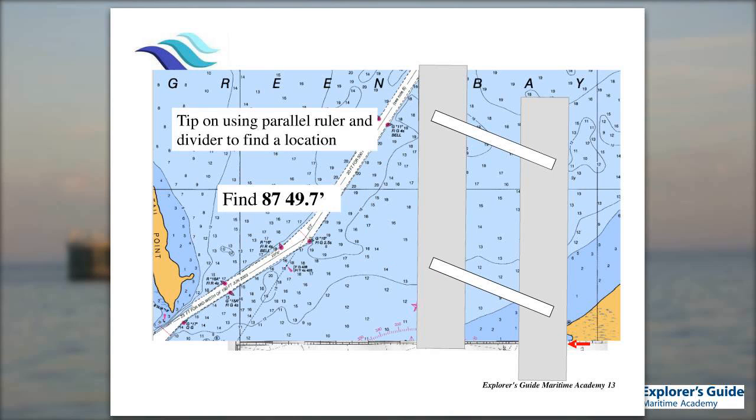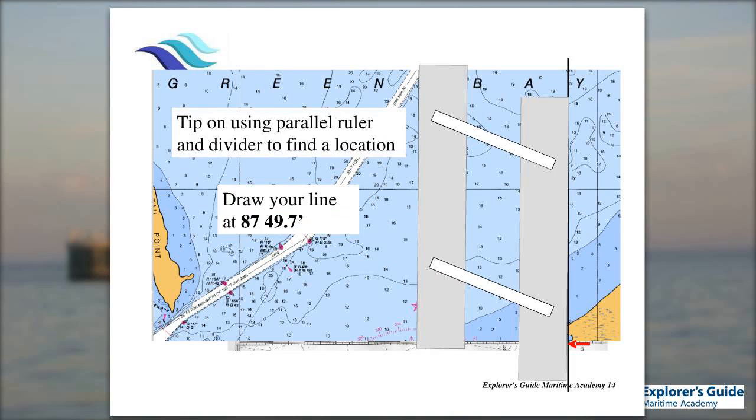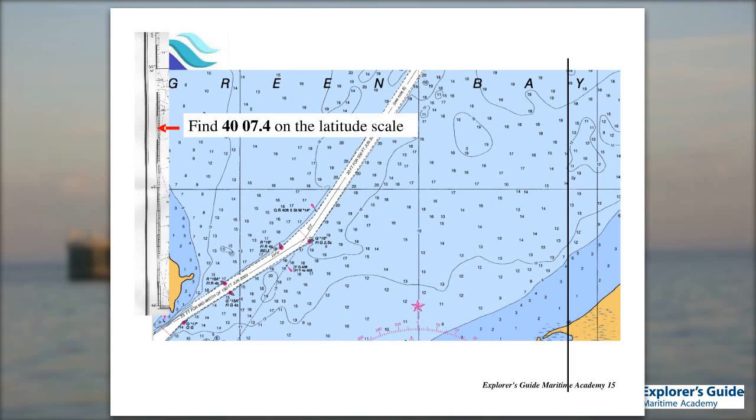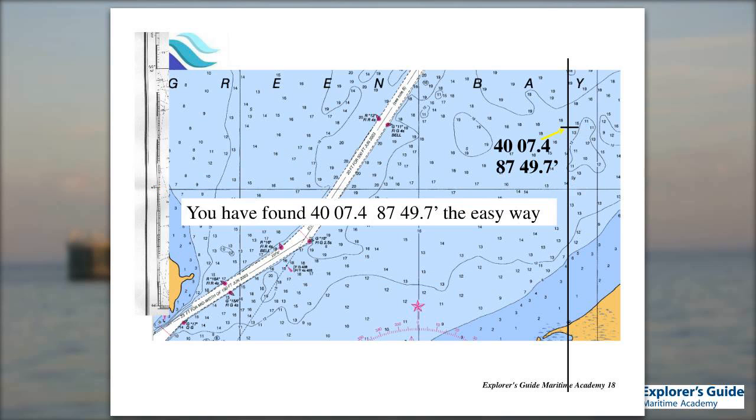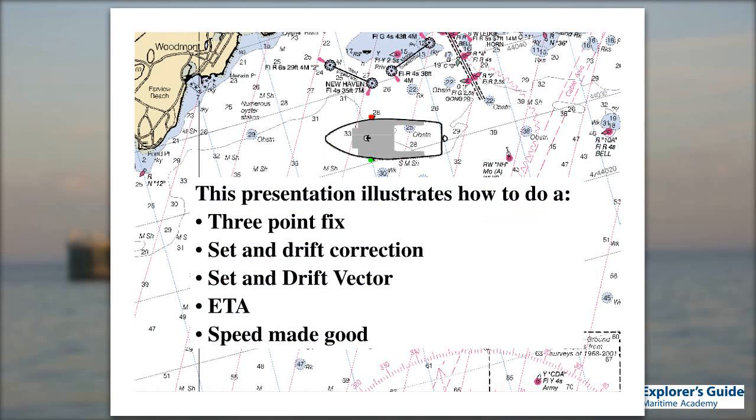Here it happens to be 87 degrees, 49.7 minutes. You notice it's tenths of a minute, not seconds. We draw our line. Now I want to find out what 40 degrees, 7.4 minutes is, and I find that on our latitude scale. In this case, I use our dividers. I put it on one of the latitude lines, and I find our 40 was 7.4. Walk it over, make my mark, and there I have a location based on the parallel ruler and the divider. But again, a key thing is to make sure that the parallel ruler is always squared up on either a latitude line or a longitude line.